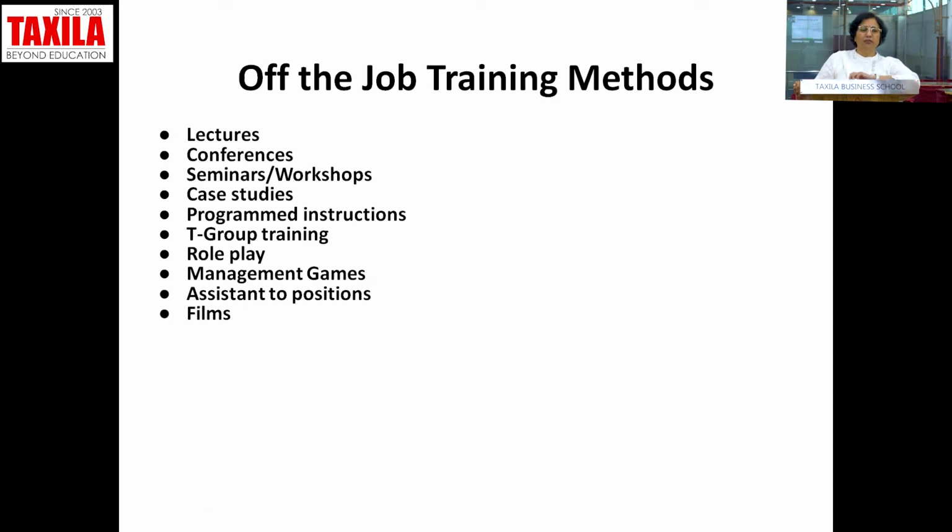Then there is T-group training. This is also called sensitivity training. In this, a group of people sits together and kind of brainstorming starts. But this is not exactly brainstorming, because there is a specific purpose behind the people sitting together. And with an objective in mind, they start training, right?